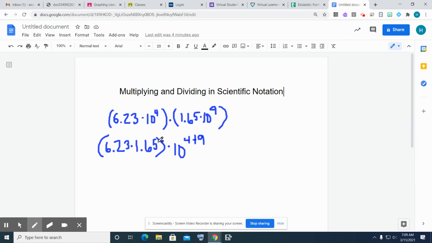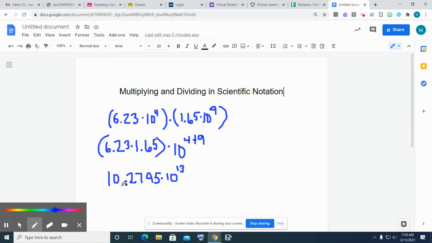Then we simply solve what we've got in our parentheses up here, 6.23 times 1.65. We get 10.2795 times 10 to the power of 4 plus 9 is 13. Now we need to look, is our number correctly written in scientific notation? To know that, we look over here at our leading digit. Our leading digit has to be greater than 0, which it is, and it has to be less than 10, which this one is not.